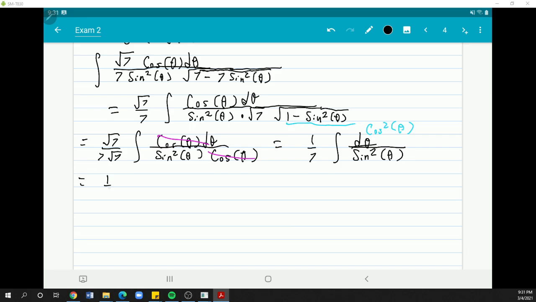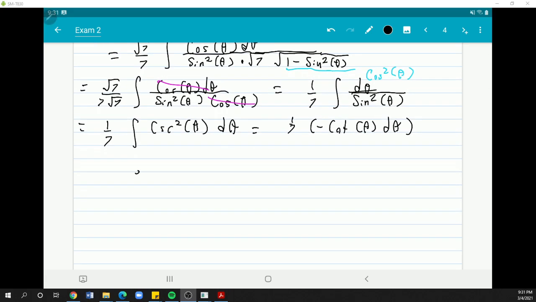Now you might be looking at this integral, 1 over sine squared theta, and getting a little bit scared, but it's really not as scary as it looks. 1 over sine squared theta is the same thing as the integral of cosecant squared of theta d theta. We know from Cal 1 that the integral of cosecant squared theta d theta is minus cotangent theta, so this is 1/7 times minus cotangent theta. Okay, seems reasonable so far.